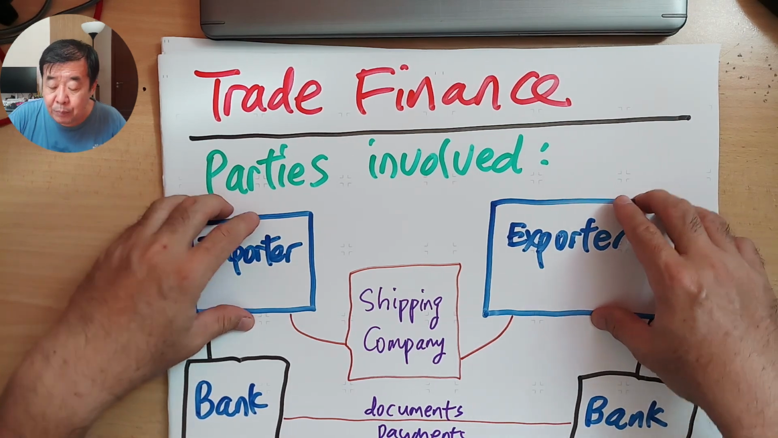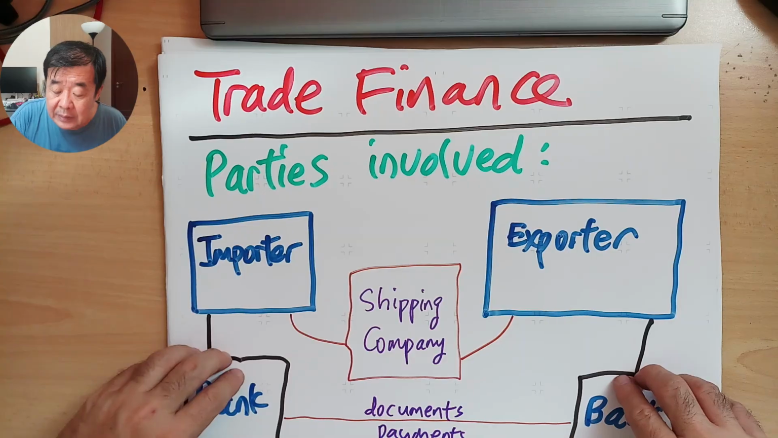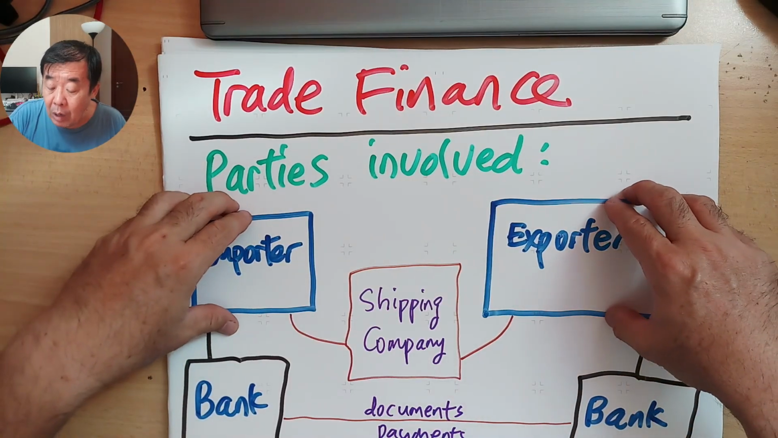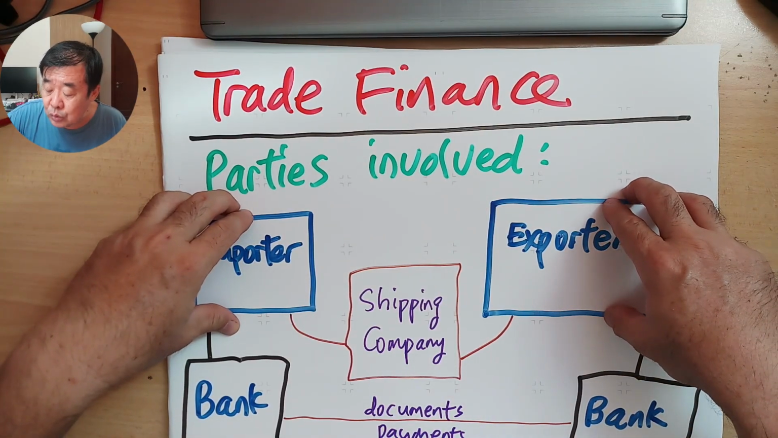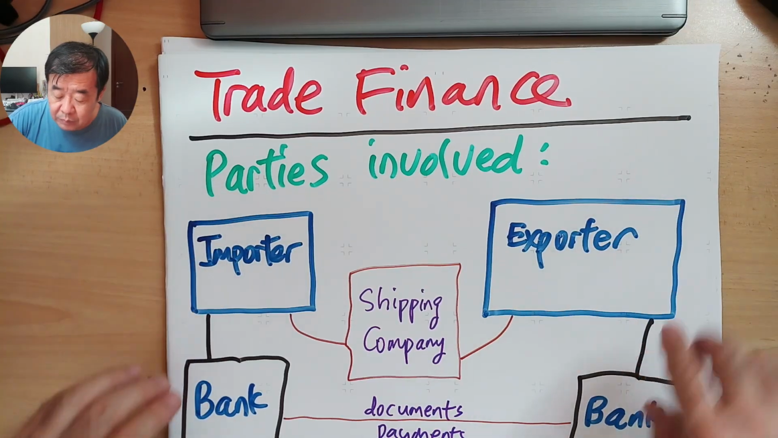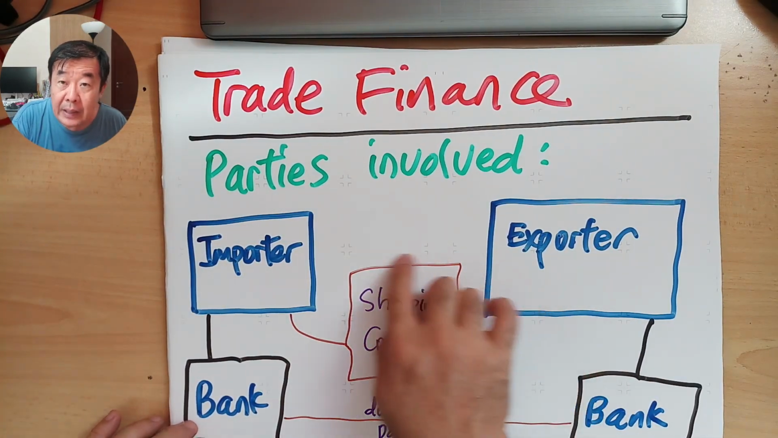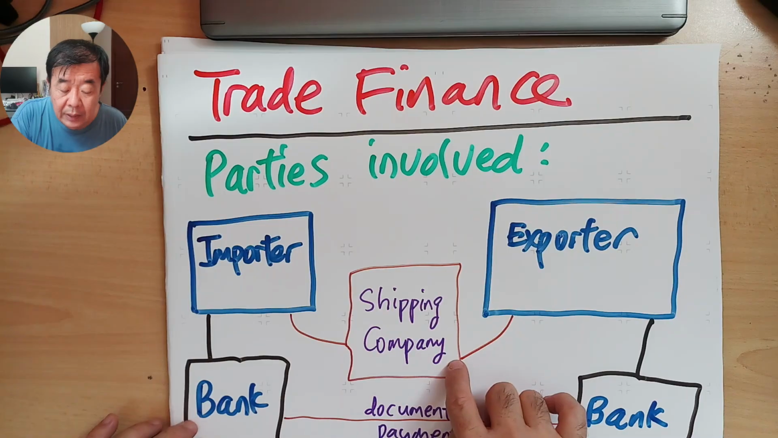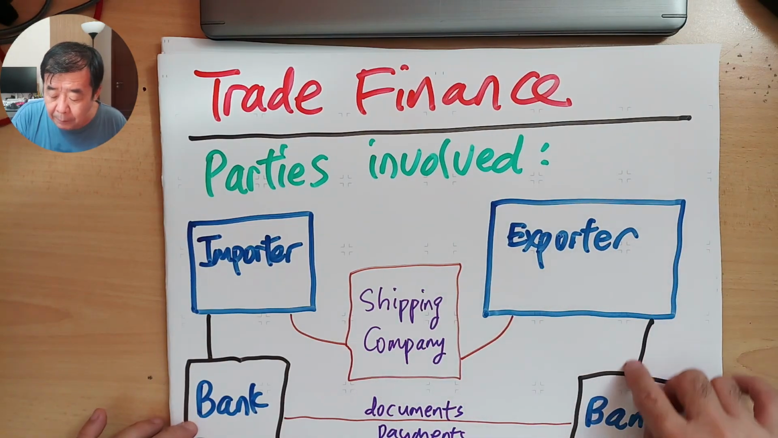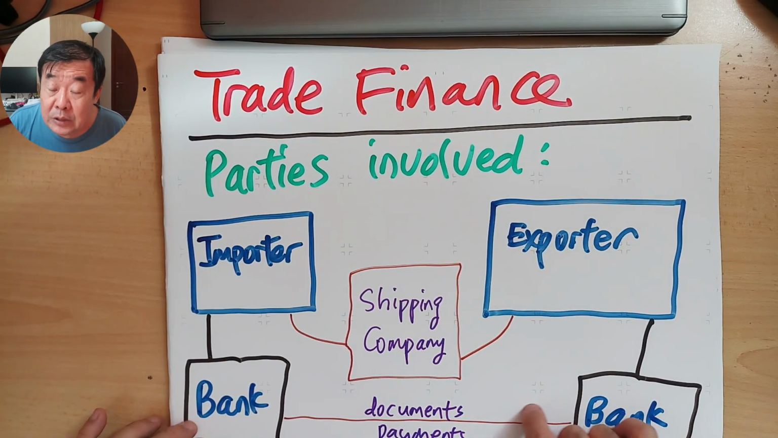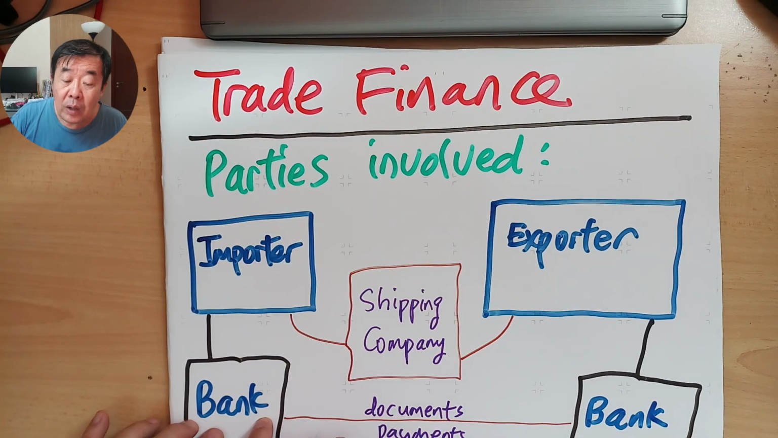Okay, so I put down on this chart, the shipping is done by the shipping company, but all the documents will flow through the bank, and the documents will go to the importer bank. After everything is in place, then the importer bank will pay the money to the exporter bank. So this is how a trade financing flow works.